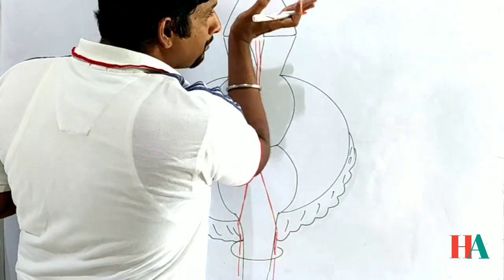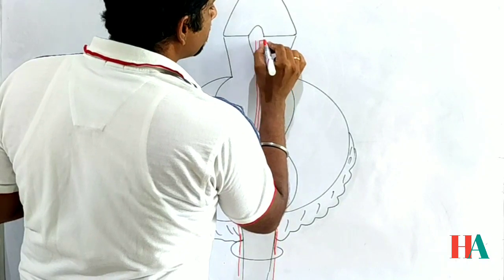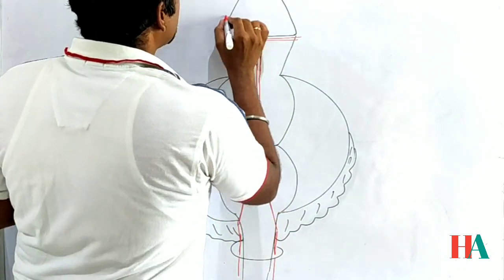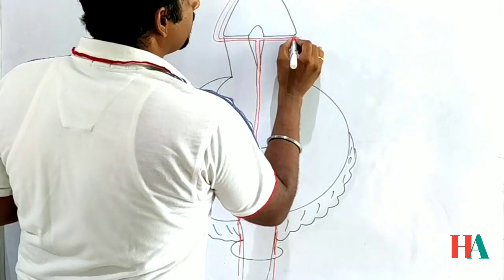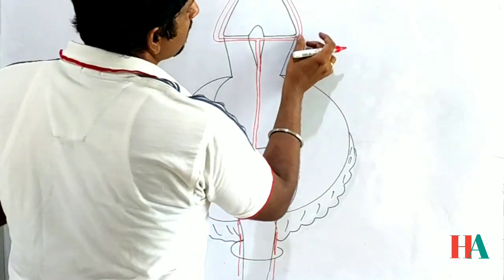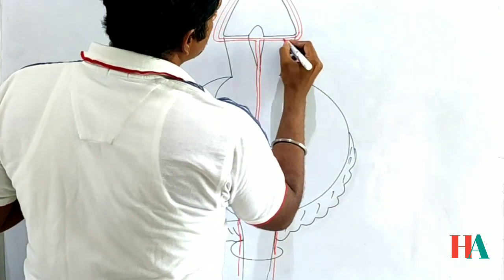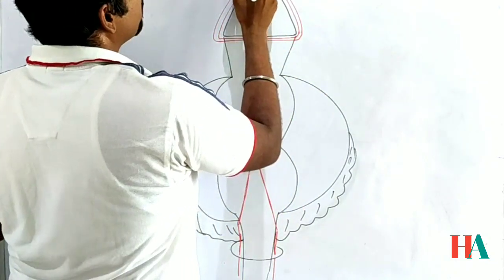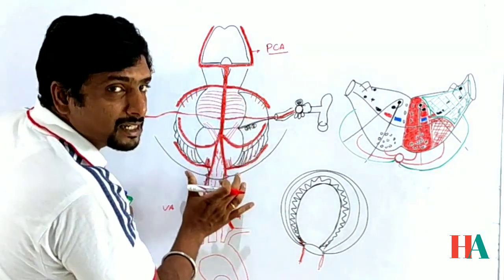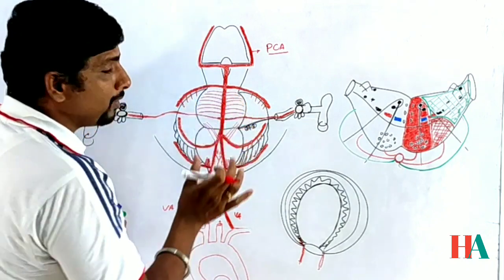When it comes to the midbrain, above there is the cerebrum, and it is going to divide here and run on the posterior side of the cerebrum. Our concern is to understand the blood supply surrounding the brainstem and the blood supply to the pons.